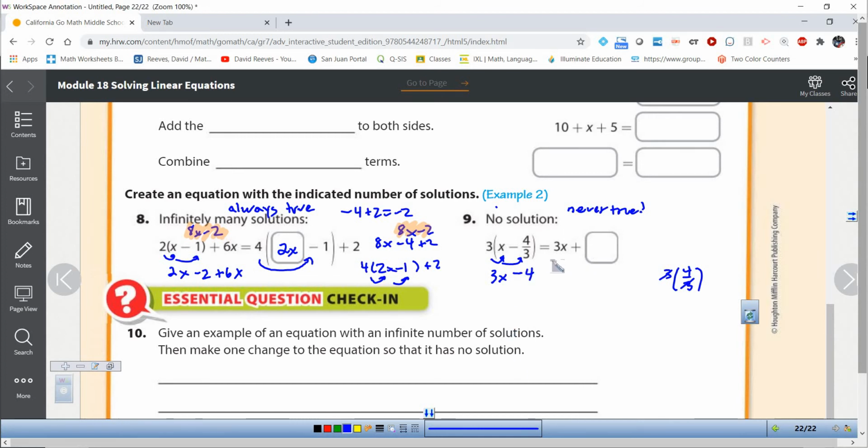So if I want no solution, why not put 3x plus 4? 3x minus 4 will never equal 3x plus 4. In fact, I could put anything here, except, you know what I can't put? Anything except negative 4, because adding negative 4 would be the same as subtracting 4, and that would make them the same. But we want it to be never true, because 3x always equals 3x, but negative 4 will never equal plus 4 or anything else except for minus 4.